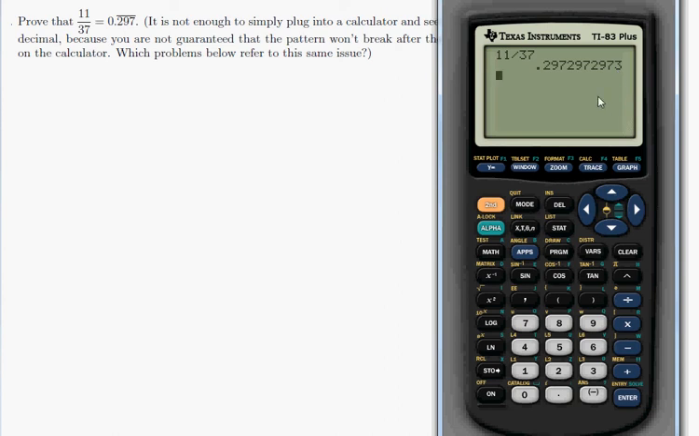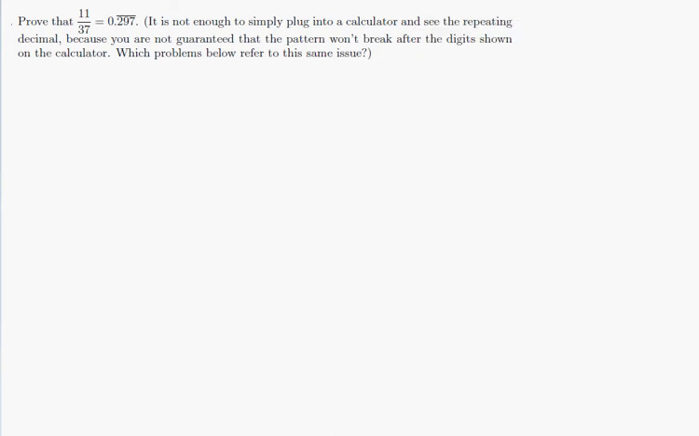So we have certainly a very compelling reason to think that it works based on the calculator, but that's not a proof, because the calculator only displays the first 10 digits, and there's no guarantee that the pattern would not break after 10 or 12 digits. Now, it is correct, but we can't prove it by just simply plugging into a calculator. Alright, so how do we prove this?